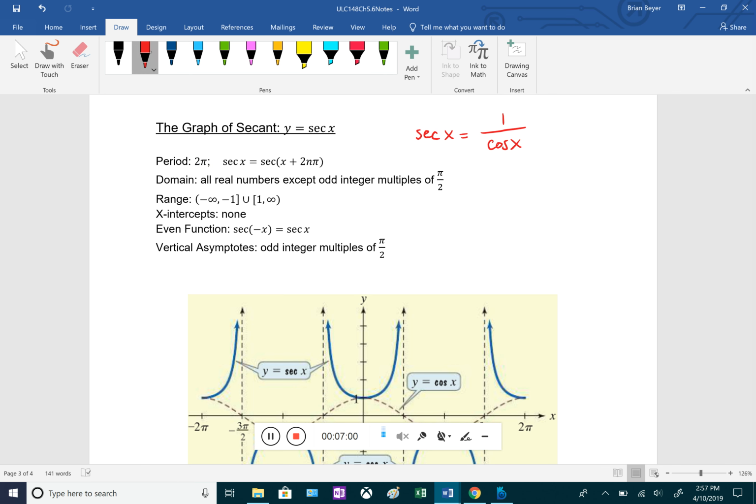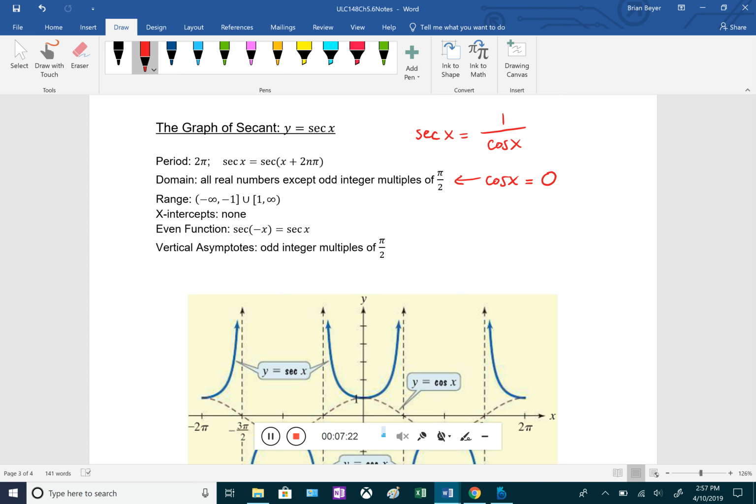The domain is going to be all real numbers except for when that denominator cosine is equal to 0, which are odd integer multiples of pi over 2. The range, once again, is going to be the exact opposite range as cosine, so it's going to be from -infinity to -1, union 1 to infinity. There are no x-intercepts because it'll never equal 0.